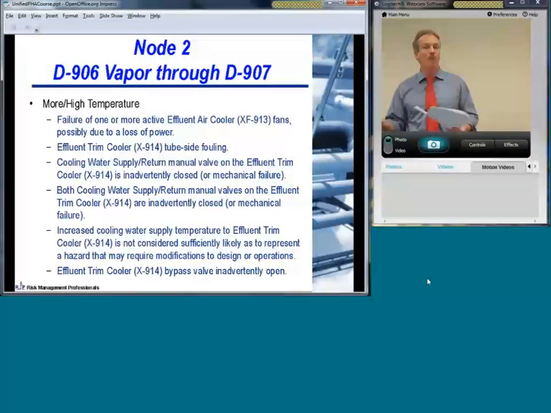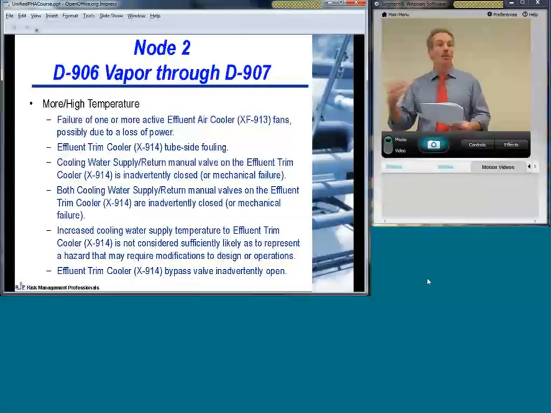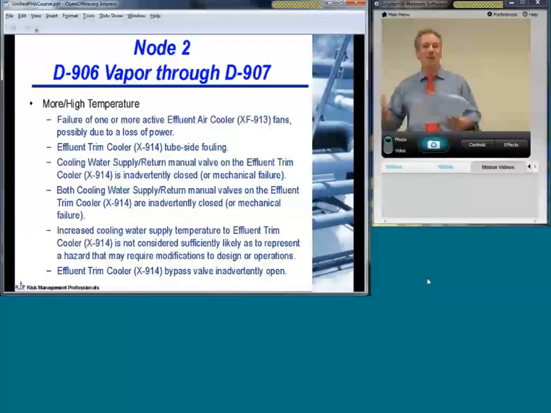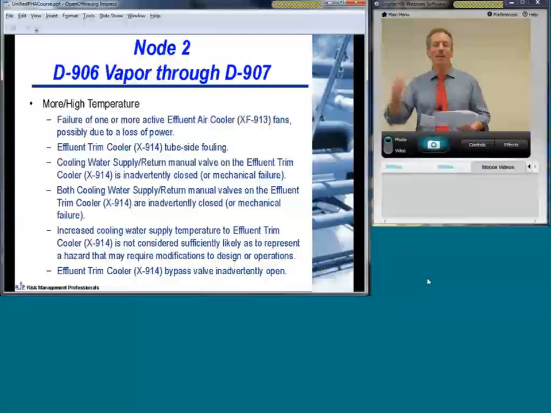So this is another causal event that you want to prepare in advance to prompt the question. And if the team says, oh, there's a PSV there, we just didn't draw it in there, well, you make a drawing correction, you document that, and then you move on. But preparing in advance and making sure that you look at this kind of scenario will make sure that you prompt that. By the way, the other way a lot of people have addressed this is by locking open the discharge valve on the cooling water return.